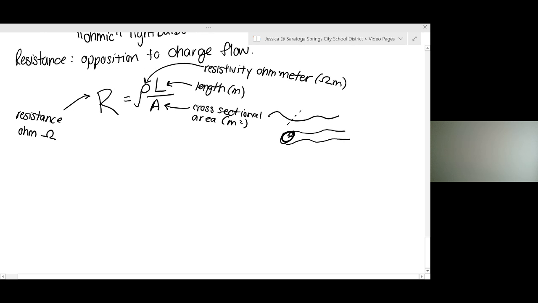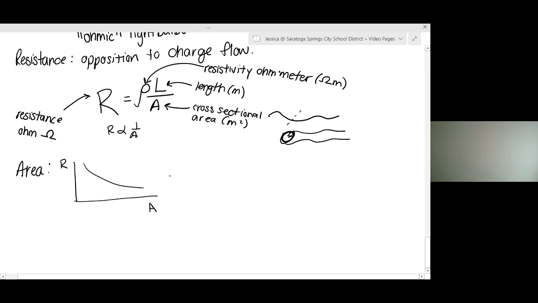Okay, so let's talk about the area a little bit. So resistance and area, because they are on opposite sides of the fraction, right? R is proportional to 1 over A. That means that they have an inverse relationship.